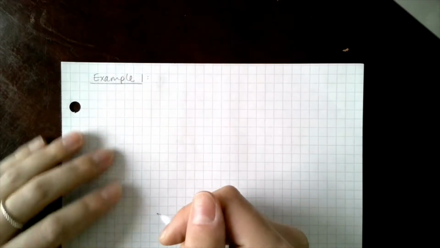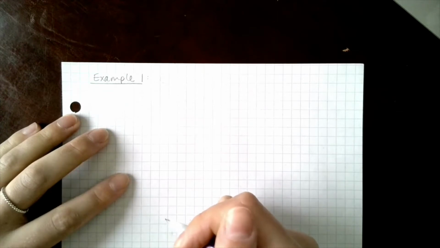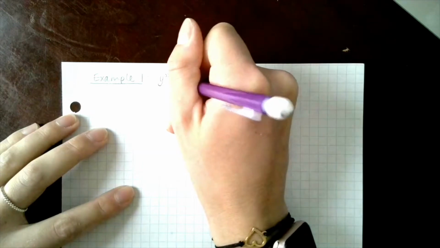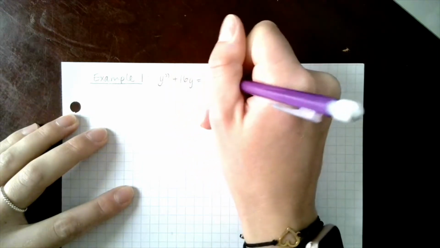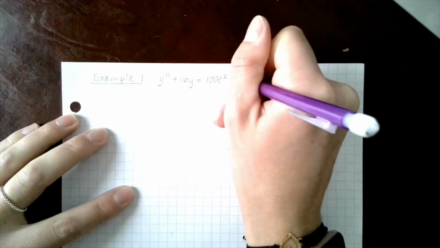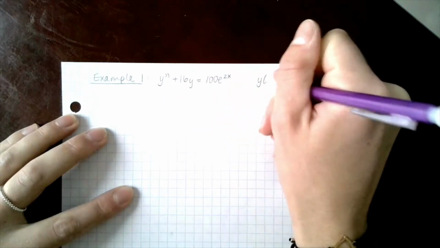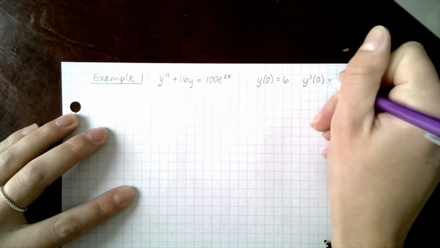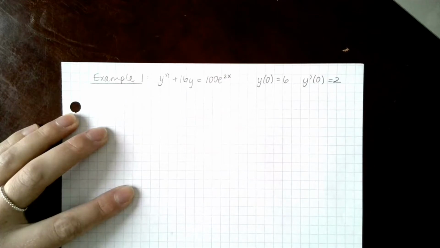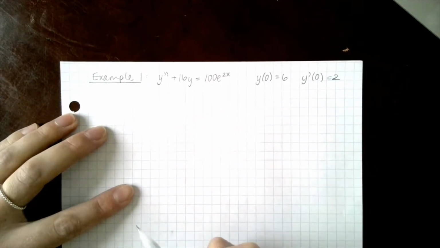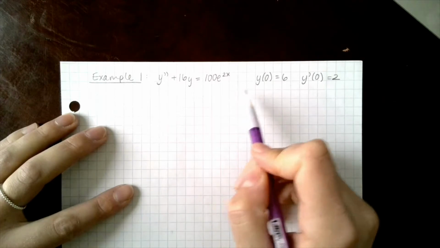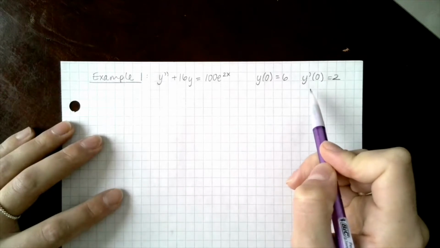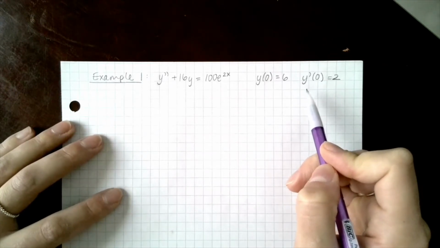Okay, so our objective today is to solve a non-homogeneous linear ordinary differential equation. We're going to use the example y double prime plus 16y equals 100e to the 2x with the initial conditions y of 0 equals 6 and y prime of 0 equals 2. It is not always the case in homogeneous or non-homogeneous linear ODEs that we get these initial conditions, but this happens to also be an initial value problem, so we get to do a couple problems within one.